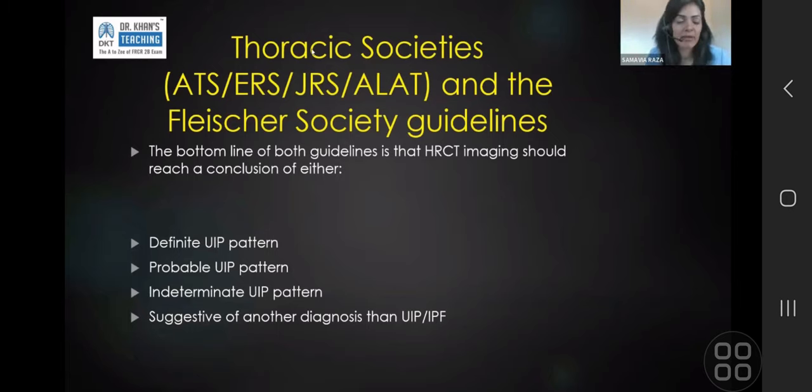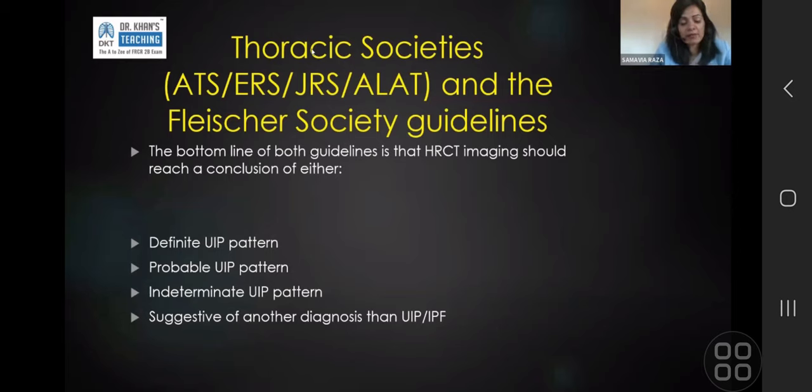The main difference between the American and the Fleischner guidelines is the push for biopsy in the American one. The other difference is that the American guidelines actually endorse an expiratory scan that is spiral. That's a higher dose scan. The Fleischner Society does not.